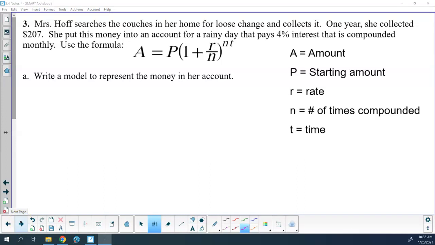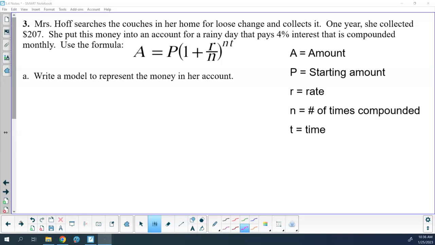All right. So, if it's compounded monthly, how many times a year is it compounded then? 12. Sorry, I didn't hear you. My bad. Why are you yelling at me? Give me those judgy eyes.